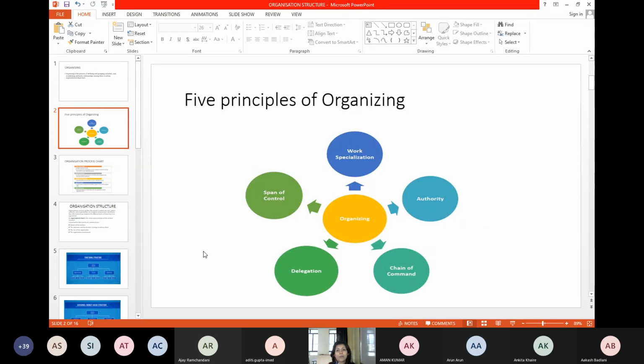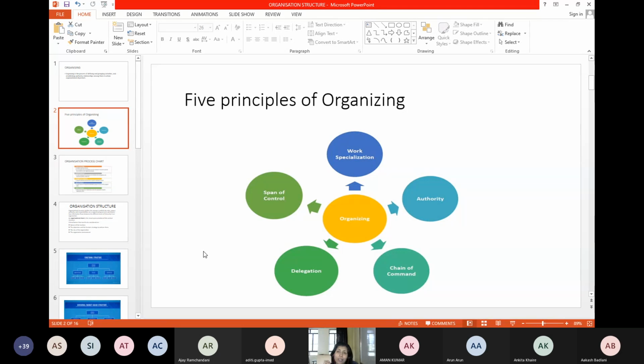So span of control is how many people are under one authority, or under one superior, how many subordinates are there. For example, if there is a marketing manager or a sales manager, he has a team, a sales team under his control, who can work for the sales. So a sales manager having 5 people under his control, that's the span of control.